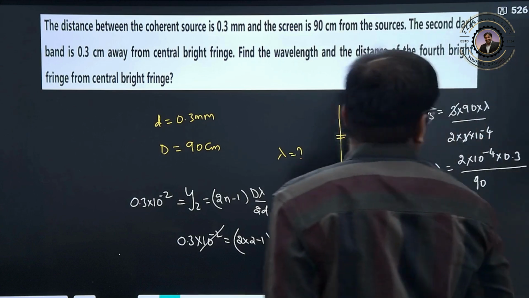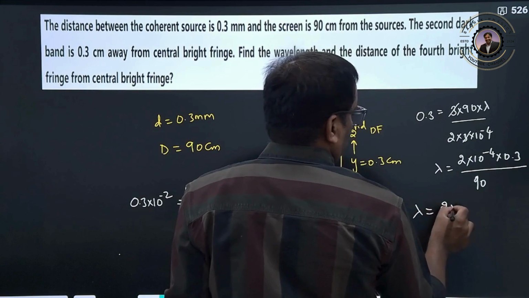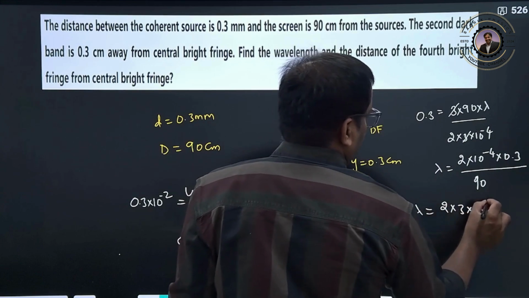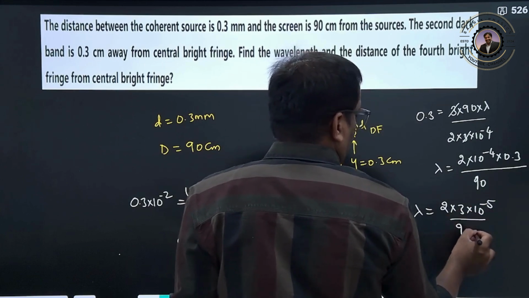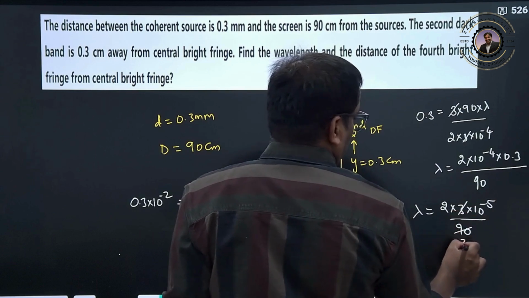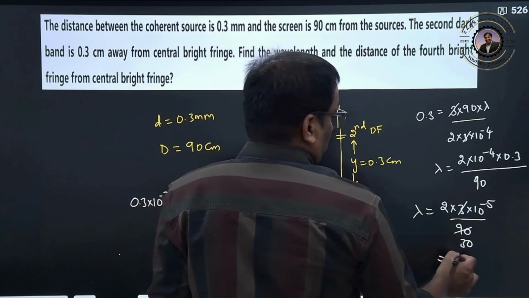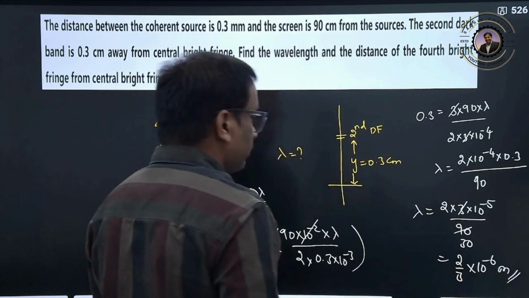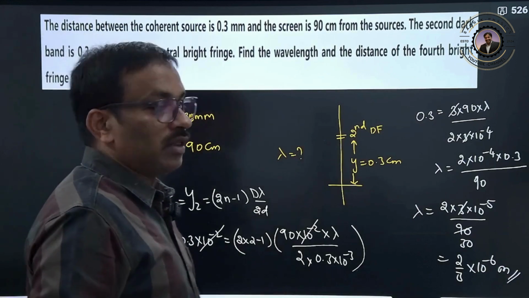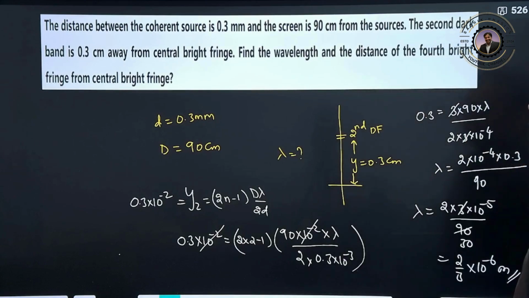So the wavelength is given as 2 into 3 into 10 to the power of minus 5, divided by 90. Therefore, 2 by 3 into 10 to the power of minus 6 meters. So this is the wavelength which is used here. So I got the wavelength now.